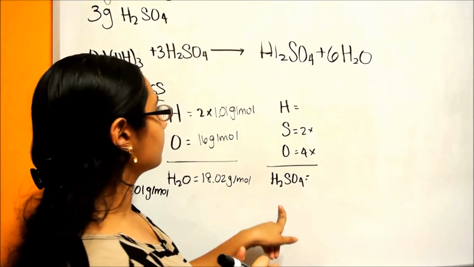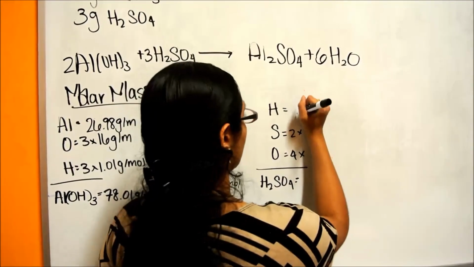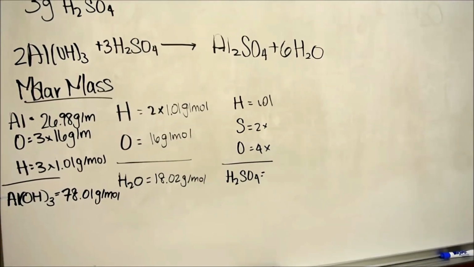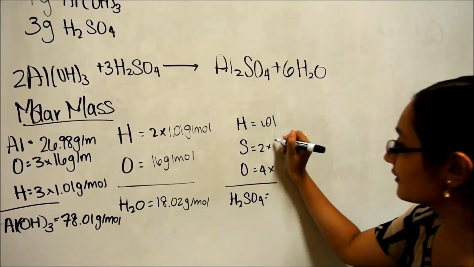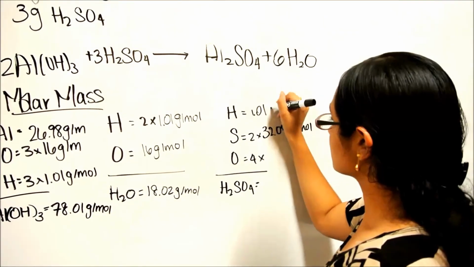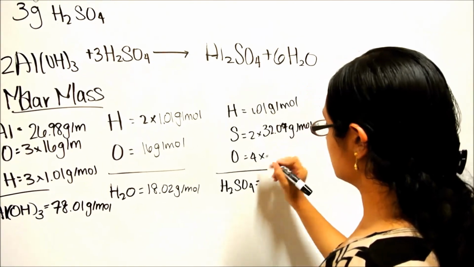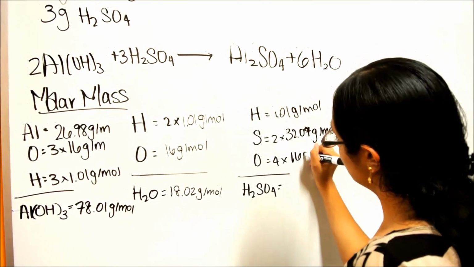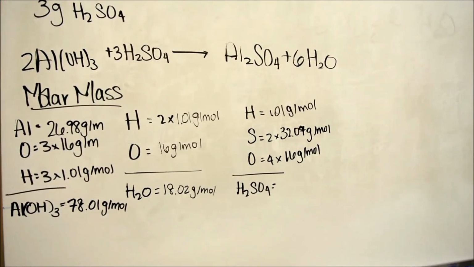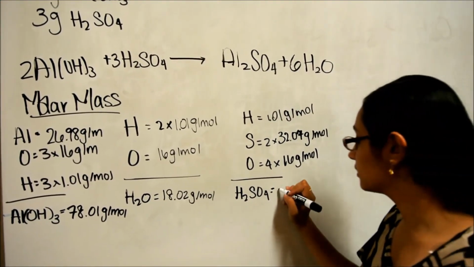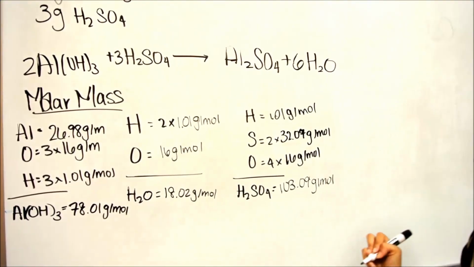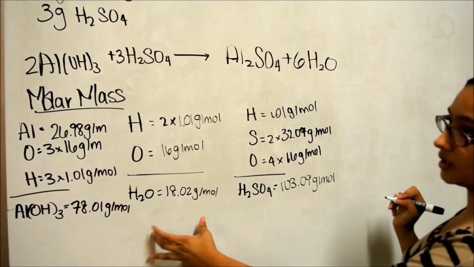For sulfuric acid, hydrogen has a mass of 1.01. Sulfur has a mass of 32.07 grams per mole. This one is also grams per mole. And oxygen's is 4 times 16 grams per mole. Now when you add all of that together, you get a total of 103.09 grams per mole. What I'm going to do is then create my unit equations using these molar masses.